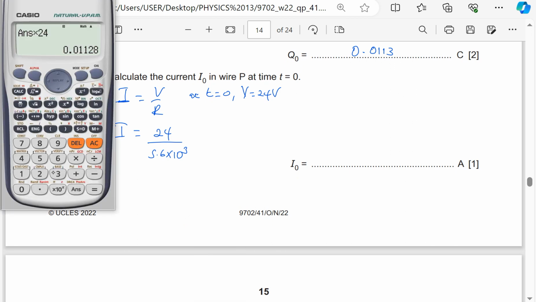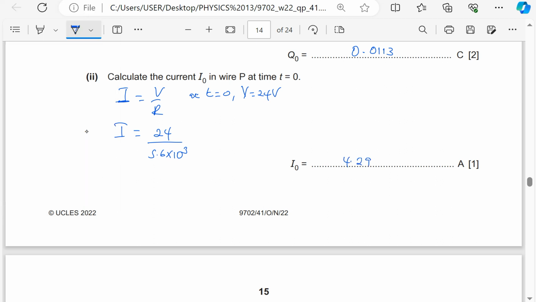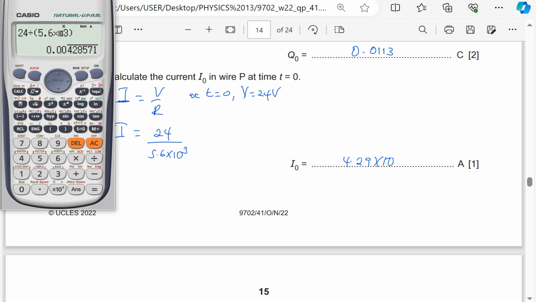Okay, so 24 divided by 5.6 exponent 3. This is going to give us 0.0, I'll write three significant figures, so I'll write 4.29 times 10 to the power of... It's always bad to write less than two significant figures, so I prefer to write 3, but you can always write 2, unless asked to write more. So that is 4.2 times 10 to the power of minus 3.